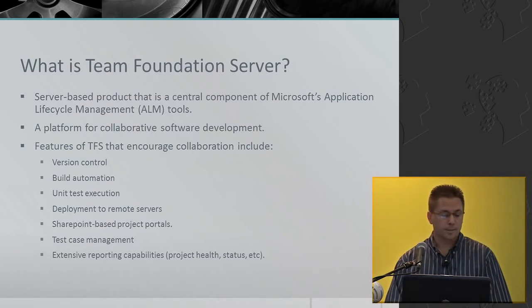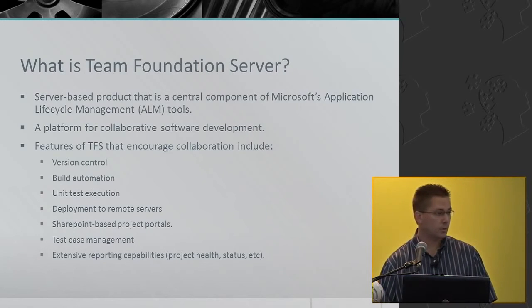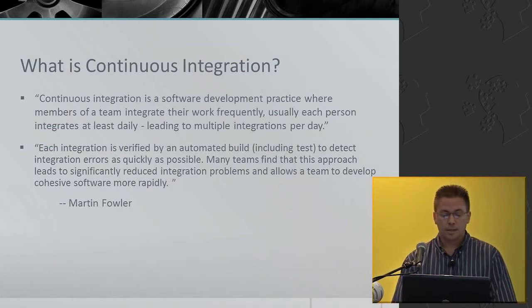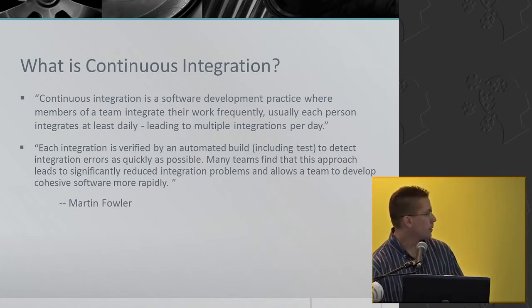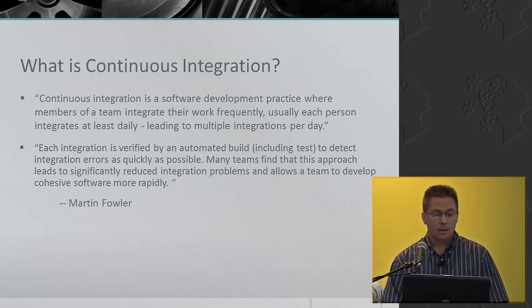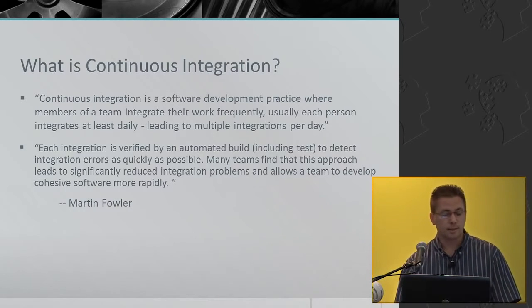But what we're going to talk about specifically tonight are the developer-oriented features, which are version control, the build automation, unit test, and deployments. Now let's talk about continuous integration a little bit. Continuous integration, I think, is best defined by a prominent voice in the Agile community by the name of Martin Fowler. And he defines continuous integration as this.